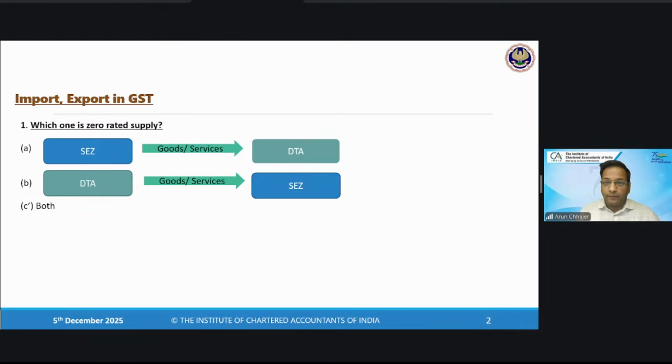So you have one question in front of you. Which one is zero rated supply? When SEZ is making the supply to the DTA or the DTA is making the supply to SEZ unit, or both, which transaction will you say is a zero rated supply? So select everyone's name.